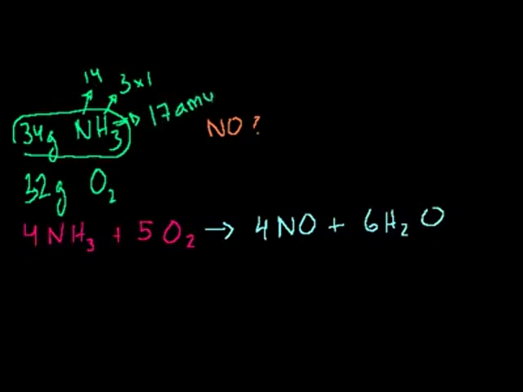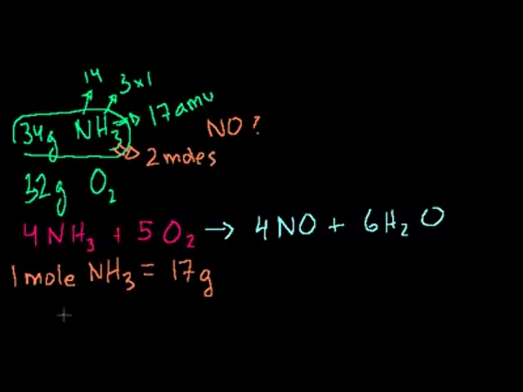Or, another way to write that, if one molecule of ammonia is 17 atomic mass units, then 1 mole of ammonia is how many grams? It's going to be 17 grams. So how many moles of ammonia are we given? We're given 34 grams of ammonia. 1 mole is 17 grams. So we're given 2 moles, right? 34 is 2 times 17. So this is 2 moles. We're given 2 moles of ammonia.